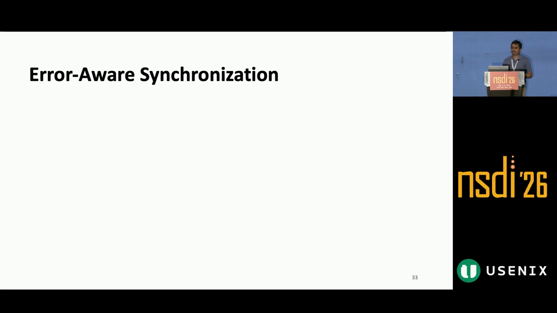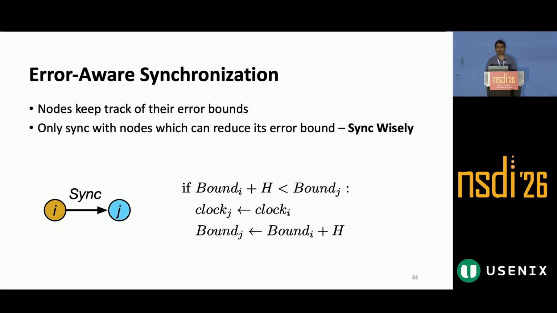So based on this insight, we design the error-aware synchronization protocol. The basic idea is that nodes keep track of their own error bounds, and they only sync with nodes which can reduce their error bound. Essentially, the nodes sync wisely. For example here, node J will synchronize its clock with node I only if the error bound on node I plus the hop error involved in this synchronization operation is less than node J's current error bound.